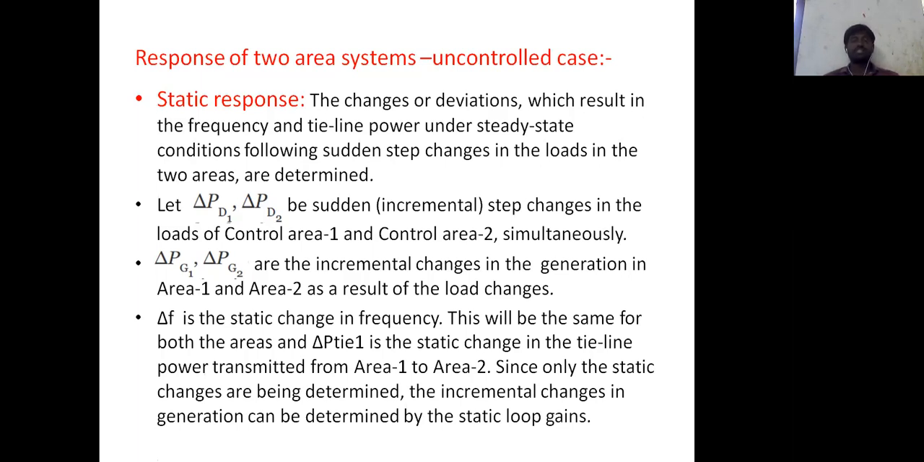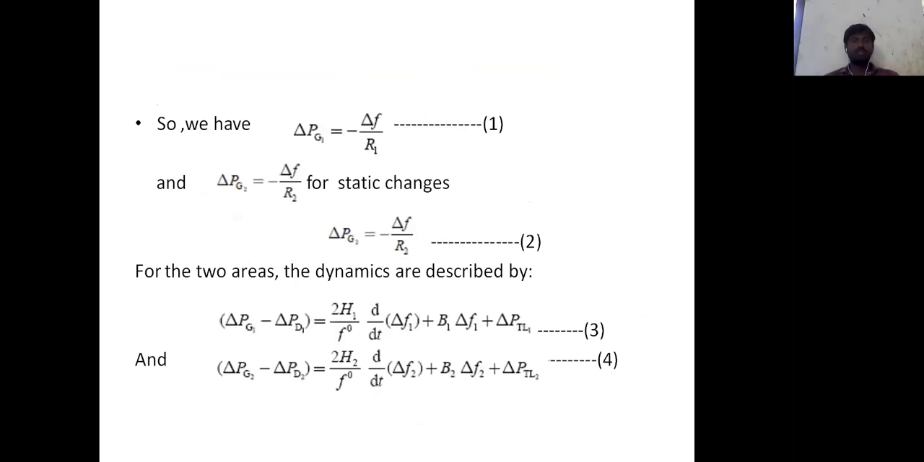Since the static changes are being determined, the incremental changes in generation can be determined by the static loop gains. So we have delta Pg1 equal to minus delta F by R1, and delta Pg2 equal to minus delta F by R2 for static changes. Here delta F is the change in frequency.